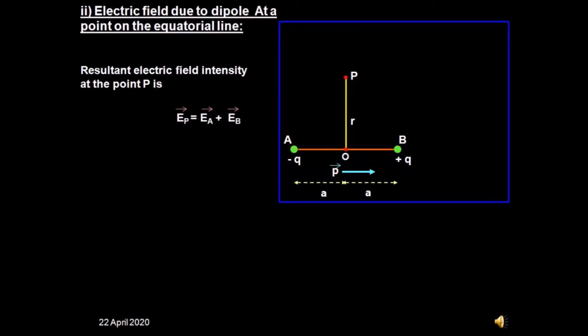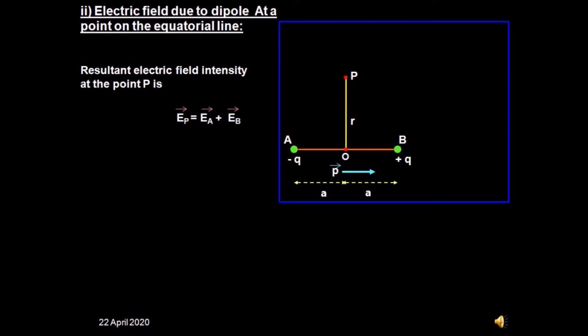Good morning, students. In the previous sheet, we had understood the electric field due to dipole on axial line. That means the line joining the two charges. Now, in this sheet, we are going to understand the second case, that is equatorial line case. So, our target here is to find the electric field due to dipole on equatorial line. Now, the meaning of equatorial line is perpendicular bisector of the line joining the two charges.